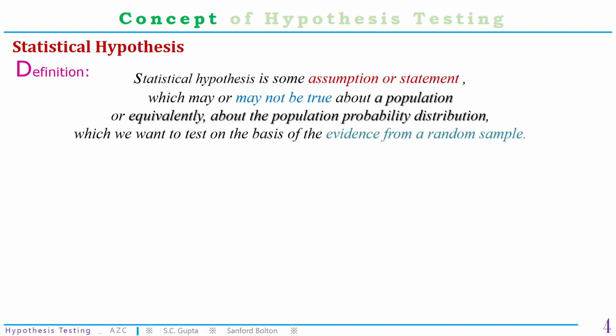Statistical hypothesis. Definition: statistical hypothesis is some assumption or statement which may or may not be true about a population, or equivalently about the population probability distribution, which we want to test on the basis of the evidence from a random sample.